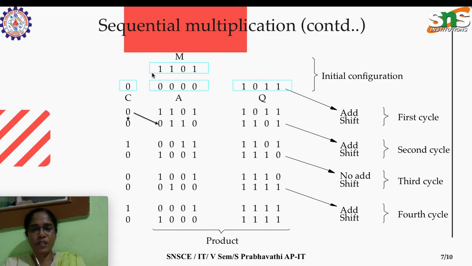So see here how the logic behind the implementation of sequential multiplication takes place. The initial configuration is m. m is nothing but the multiplicand, here 1 1 0 1, that is 13, and we have three registers. The A register is 4-bit and the Q register is 4-bit. In the Q register we will be storing the multiplier. Our multiplier in this example is 11.